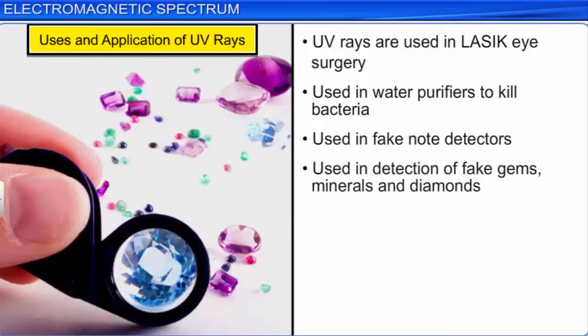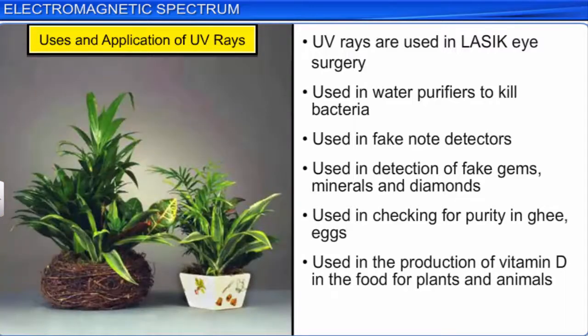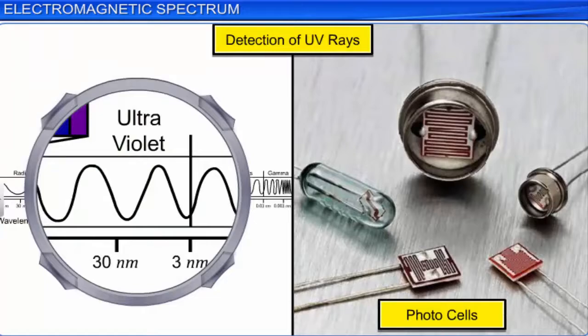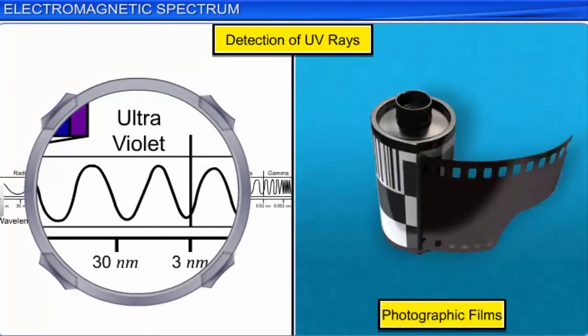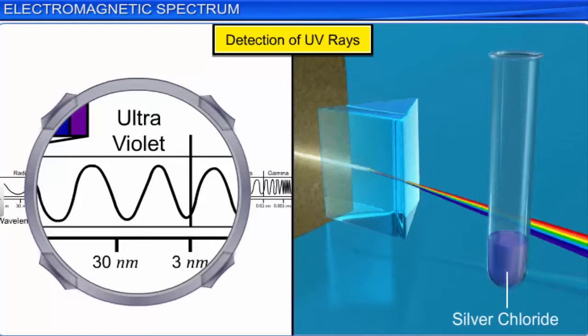UV light is also useful in detecting fake gems, minerals and diamonds, and checking for the purity of ghee and eggs. UV light helps produce vitamin D in the food for plants and animals. UV rays can be detected by using photocells or by photographic films. Alternately, they can be detected by using a solution of silver chloride, which first turns violet and then black on exposure to ultraviolet radiations.